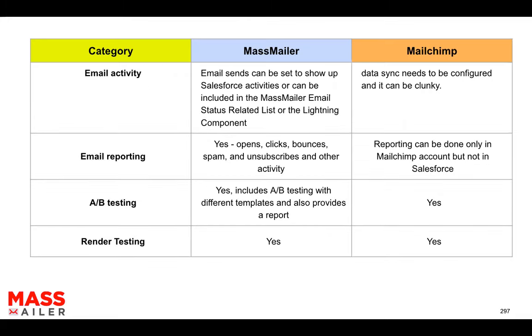Again, email activity. So we show that as a native Salesforce activity record in MassMailer. And we use a Salesforce email message object to store this data. And you can also enable the standard MassMailer email status related list, or you can actually add the Lightning component. Both options are available. Mailchimp, you can get the email activity. Again, as I said, it's a little clunky, but it's possible to store the activity under the lead or contact from Mailchimp.